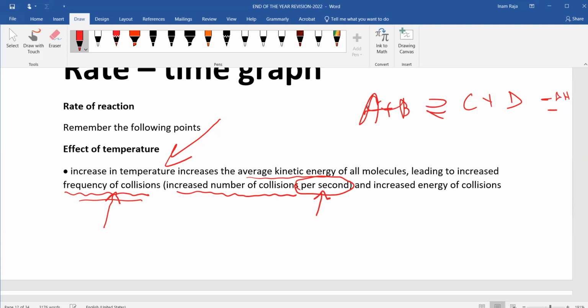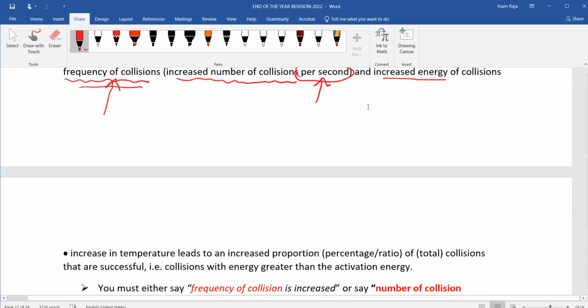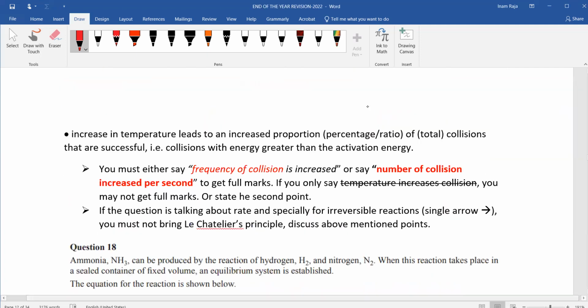So increase in temperature increases the average kinetic energy of molecules, leading to increased frequency of collision or increased number of collisions per second, which increases the effective collisions. Increase in temperature leads to an increased proportion or percentage of the total collisions that are successful. You must either say frequency of collision or number of collisions per second to get full marks. If you only say, which I don't want you to say, temperature increases collisions, you may not get full marks. If it's a 2 mark question, you'll get maybe 1 or not even the 1.